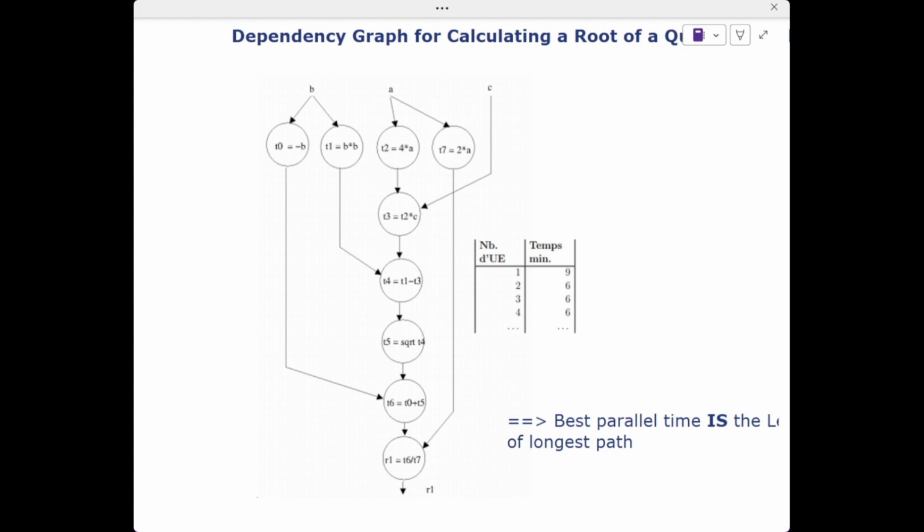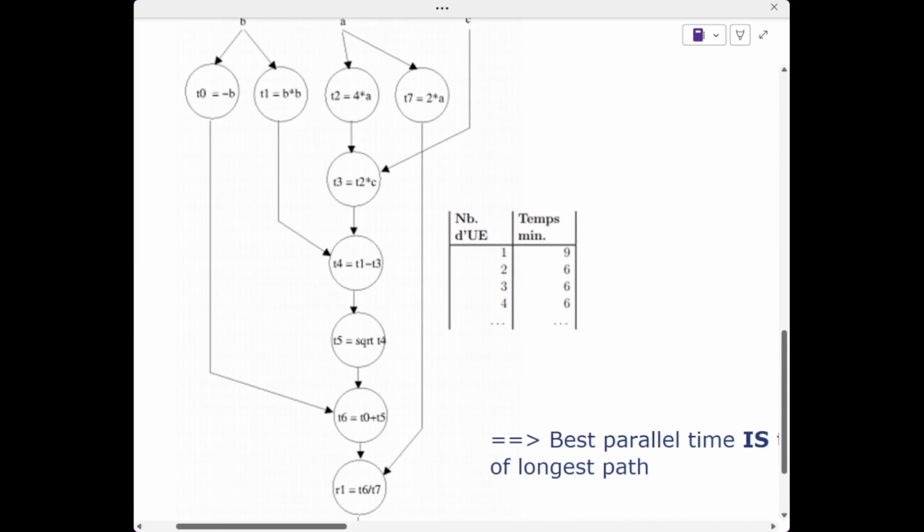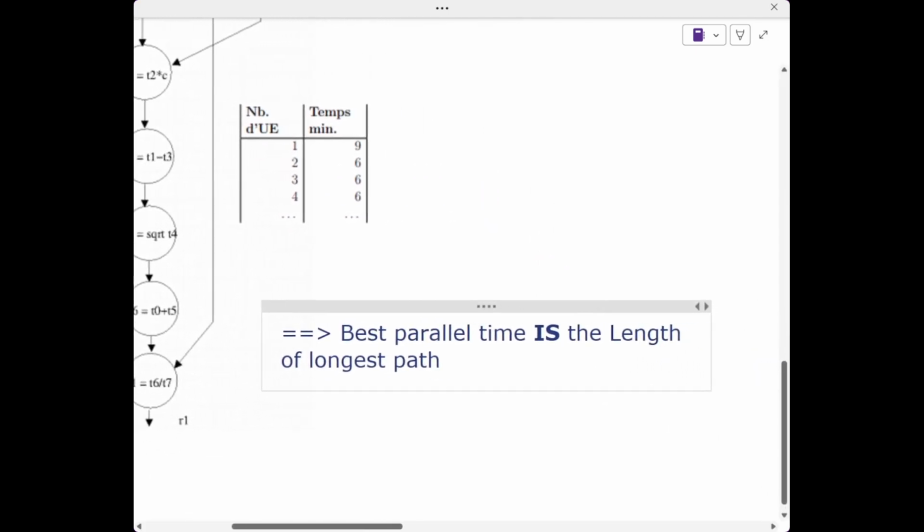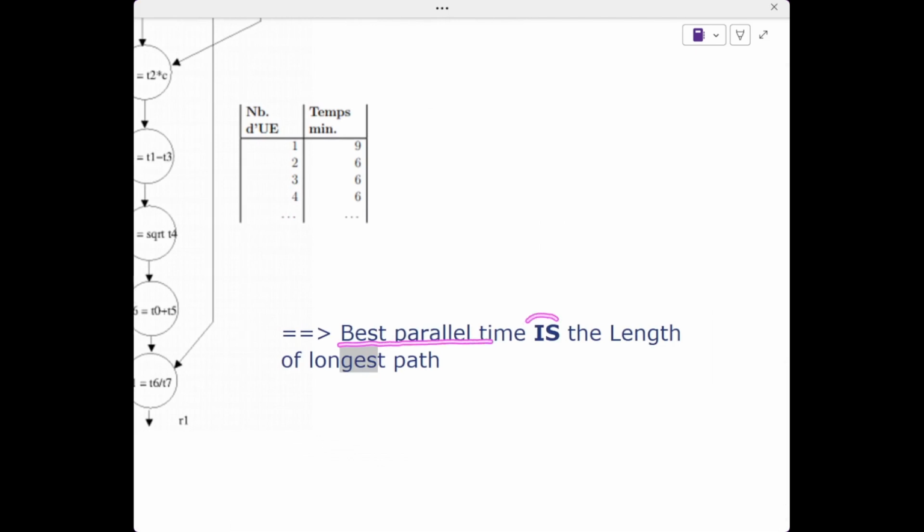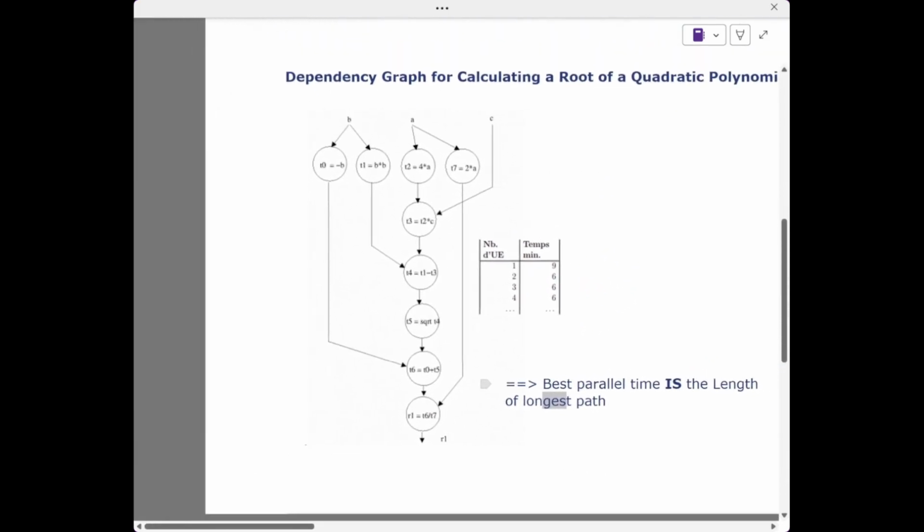If we have only one processor the time needed is 9, because we will execute 1 2 3 4 5 6 7 8 9 instructions sequentially. If we have 2 processors now we can gain time down to 6 units of time, but after the 2, with 3, 4, 5 etc. processors we will always keep the same time. So the best parallel time is the length of the longest path in the dependency graph. This is what I wanted to say.